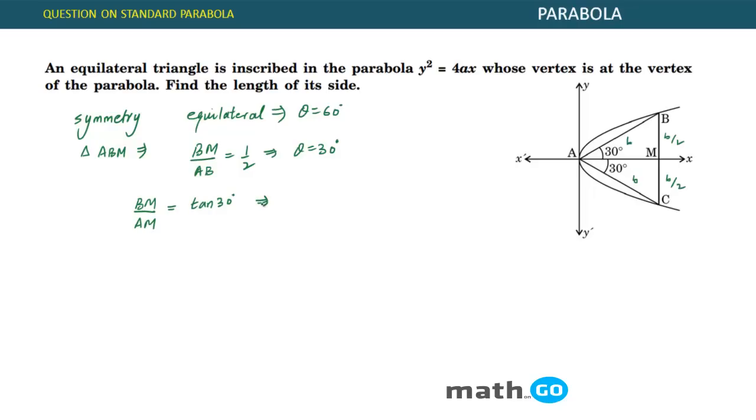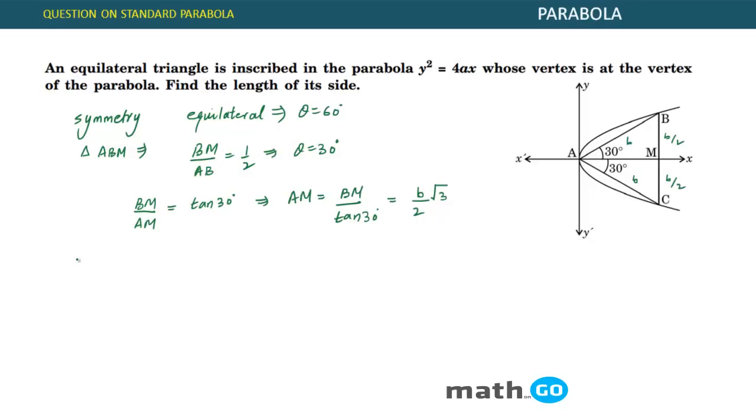Right? And from this, can I find the value of AM? AM will become BM by tan 30. Okay, so BM is what? b by 2. Tan 30 is also, what is the value of tan 30? 1 by root 3. So this becomes b root 3 by 2.